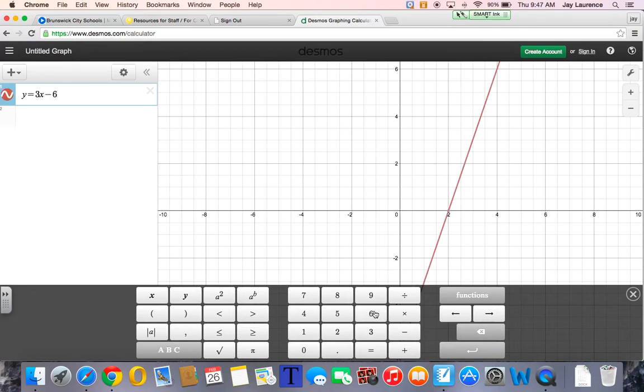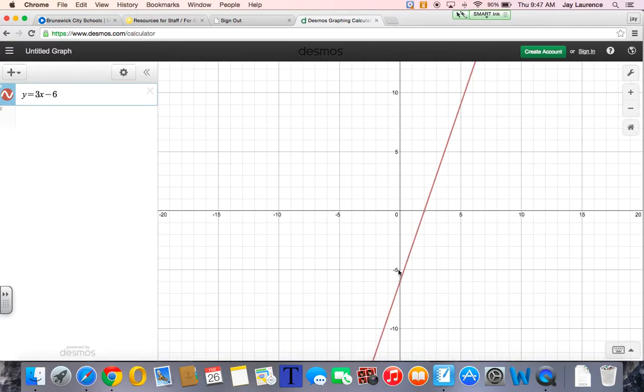minus 6. That's in slope-intercept form, right? You should have a y-intercept of -6 and a slope of 3 over 1. Well, you can zoom out so that we can see everything. And there we go. It looks like my y-intercept is at (0, -6). See that? And if I count slope, I can go up 1, 2, 3, and right 1. Look at that. I hit the line.